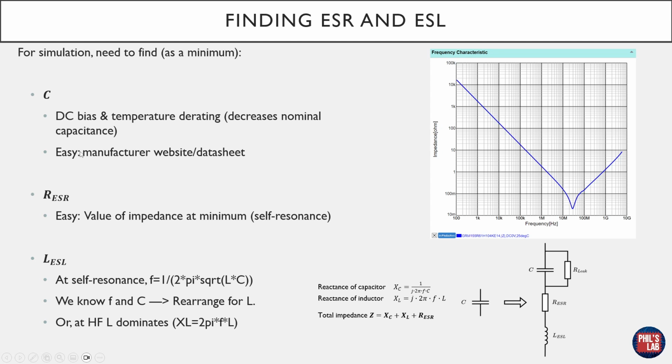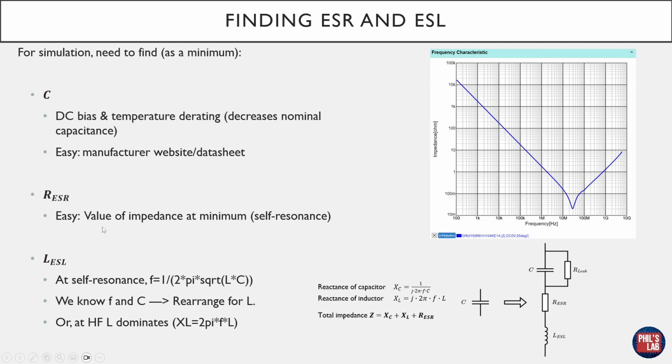The capacitance, we have to take into account our derating, so the DC bias, if there's an AC voltage applied, we have to take into account temperature derating, and so on. And that was fairly easy to find. We got that from the manufacturer website, datasheets, and so on. The equivalent series resistance is actually fairly easy to find.